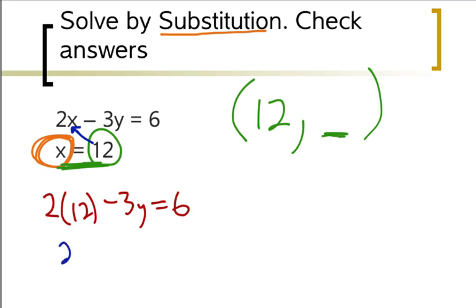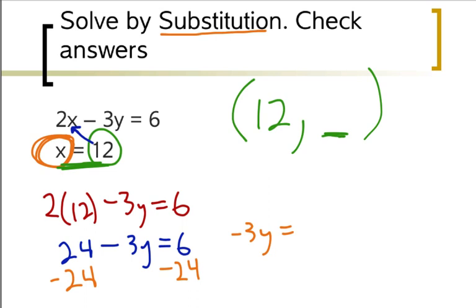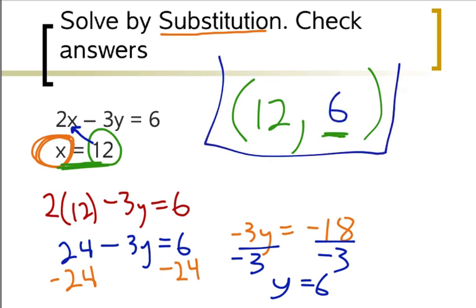So I go ahead and get my 24 minus 3y equals 6. And then continue solving by subtracting 24. And I get negative 3y equals negative 18. And then just divide by negative 3. And you should get y equals positive 6. So your solution is 12, 6.